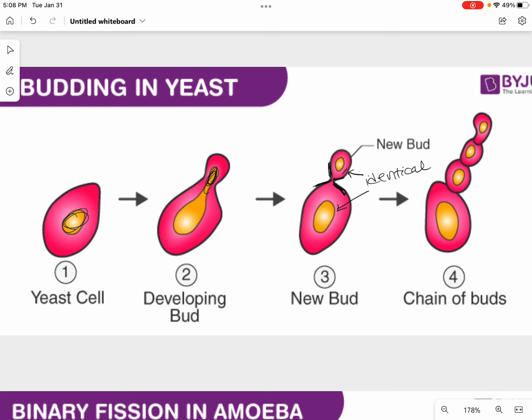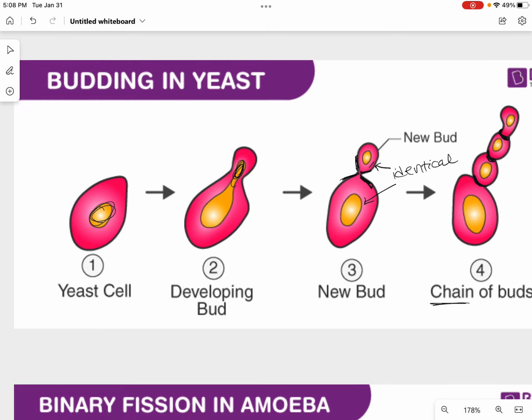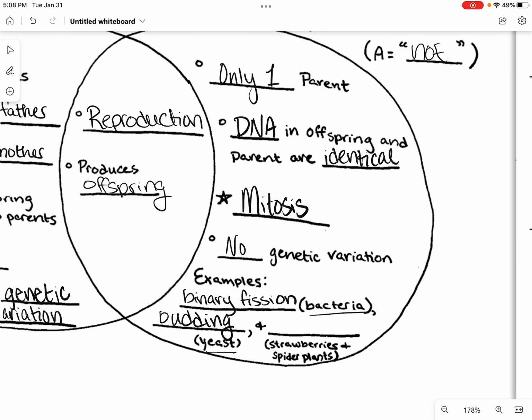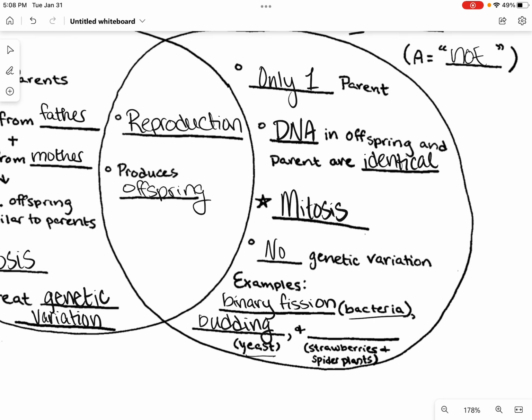But what's different about budding from binary fission, and makes it a little bit more different from mitosis, is that it stays connected. So you'll notice when you have budding, it looks like you have a big chain of cells that are all connected to each other. And that's exactly how they describe it. It's a chain of buds when you have this type of asexual reproduction. But you still start with the one parent. That one parent has to pass their DNA onto every single one of their offspring, and there is no genetic variation in that either. We'll go back to our Venn diagram, and we'll move on to our last example.